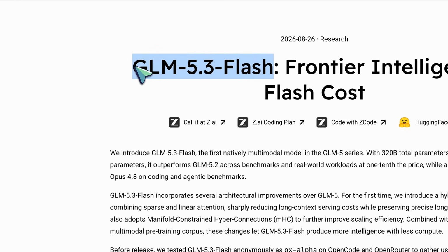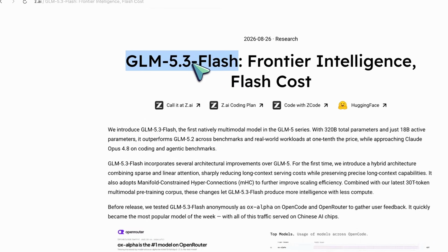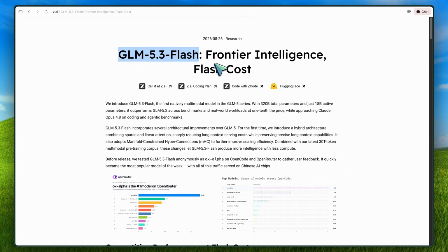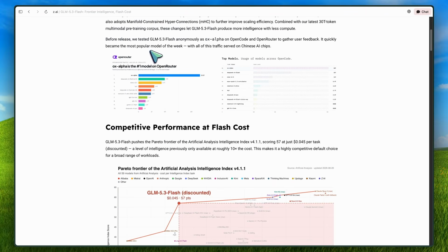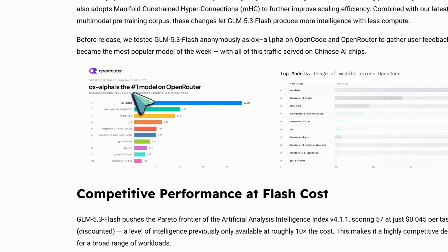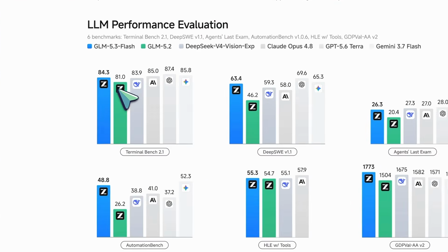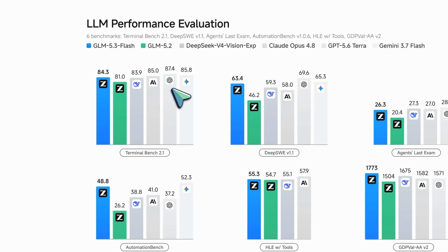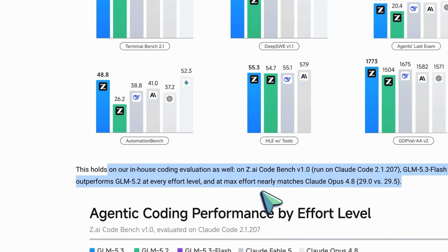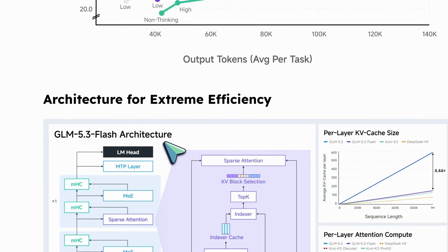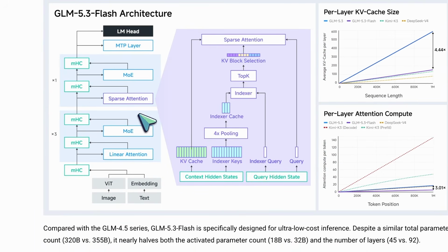So, Zhipu just released GLM-5.3 Flash, and it turns out that this is the mystery aux alpha model that everyone was testing anonymously on OpenRouter and OpenCode for the past few weeks. It's now official. The weights are up on Hugging Face, it's MIT licensed, and Zhipu says it beats GLM-5.2 across benchmarks at about 1/10 the price, while approaching Claude Opus level coding and agentic performance. Take the benchmarks with a grain of salt as always, but from the preliminary reports, this model is really good.